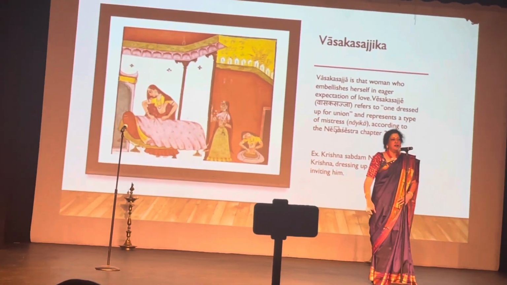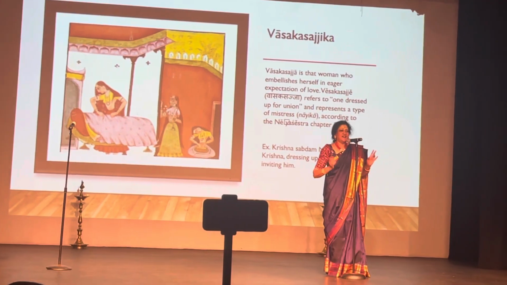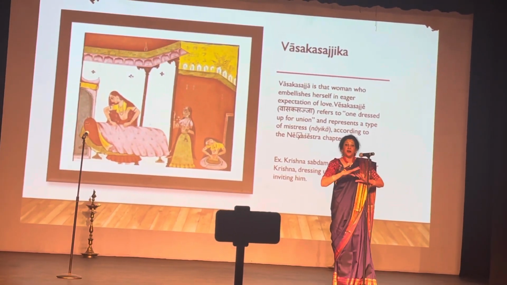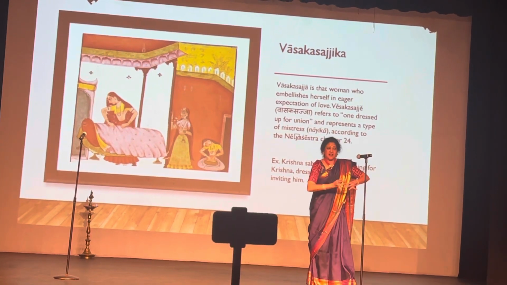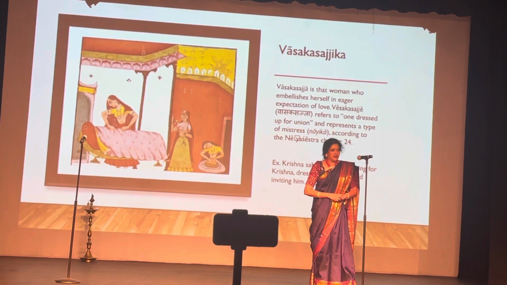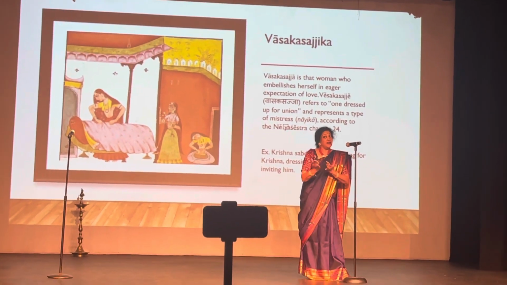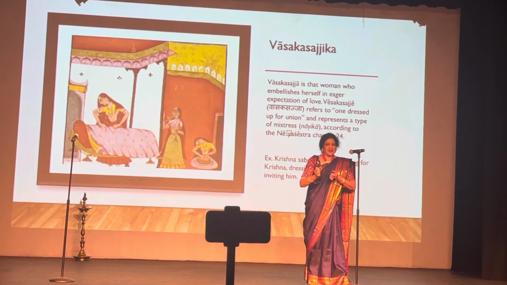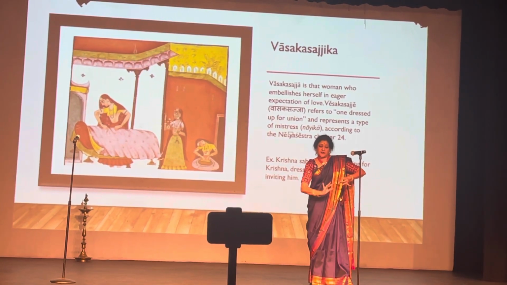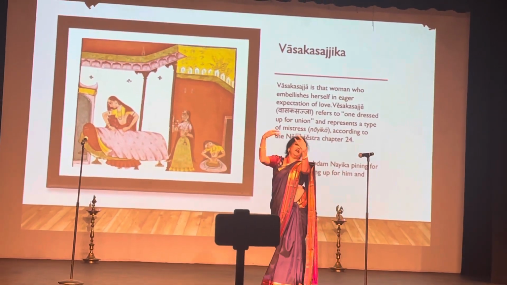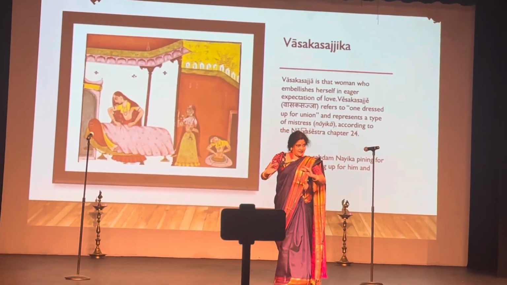Vasaka Sajjika is this Nayika who is a very happy one. She dresses up very beautifully. She gets ready for her Lord. She prepares nice flowers. There is this Kuchipudi item, I'm sure some of you must have seen. Krishna Sabda. Swami Rara. She tries so many ways to entice her husband. She prepares nice, beautiful garlands. She asks him to come, and then she entices him that way.